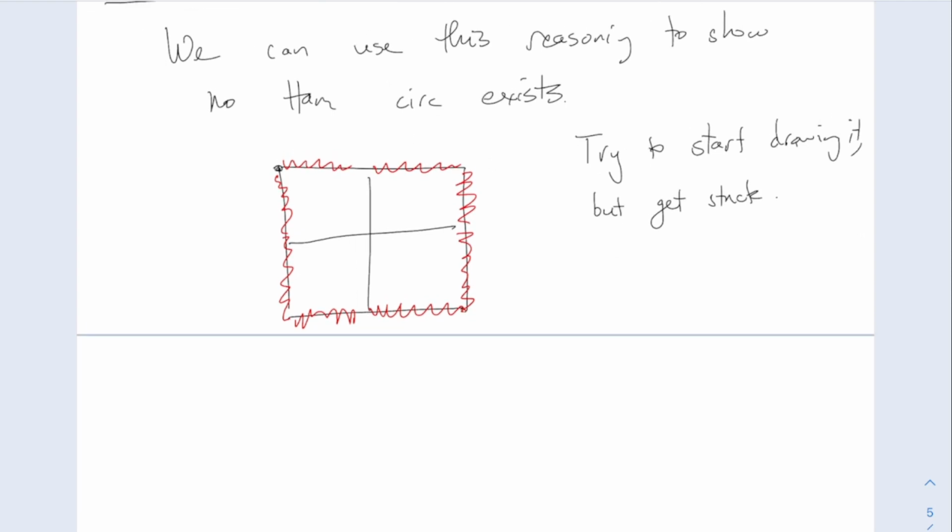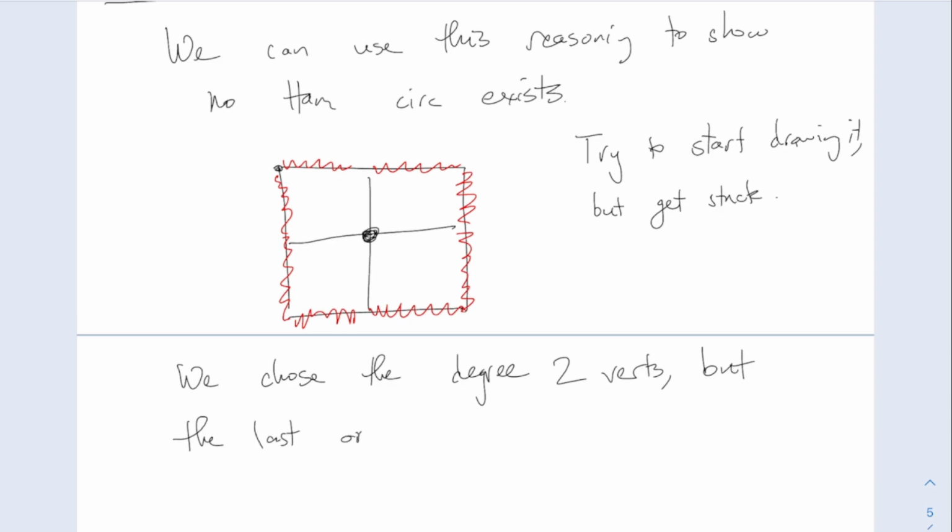So you try to start drawing it. We chose the degree 2 vertices. But the last one, the one in the middle, will force a three-way, and that is not allowed. So it's impossible.